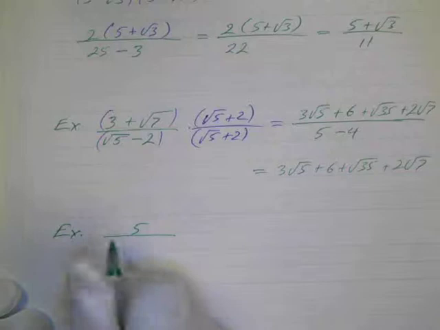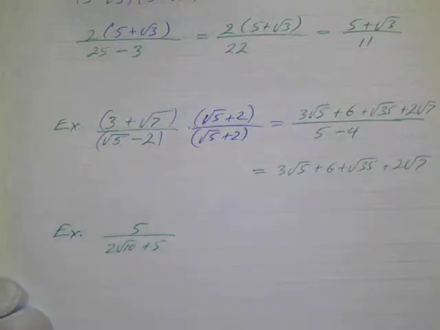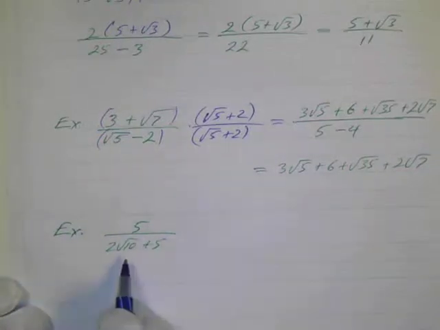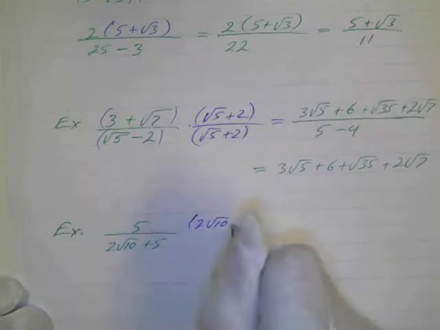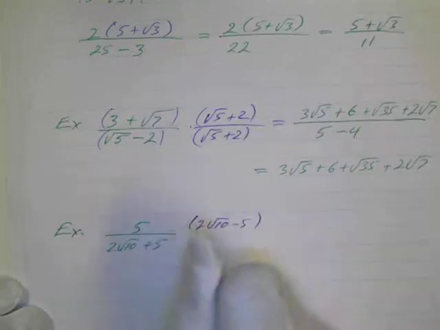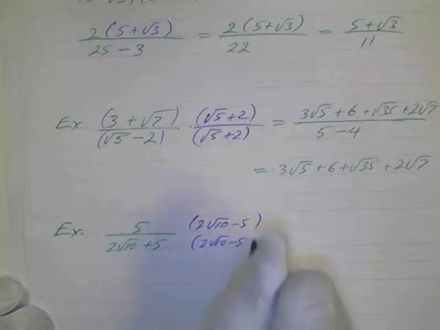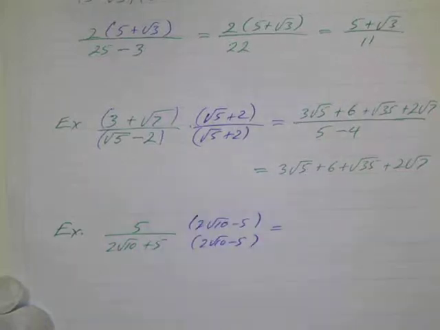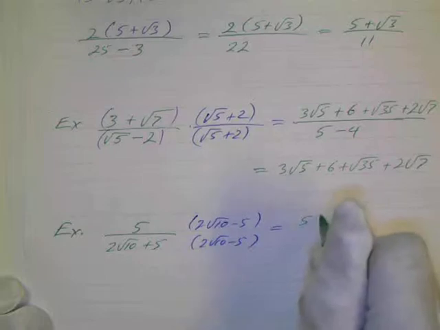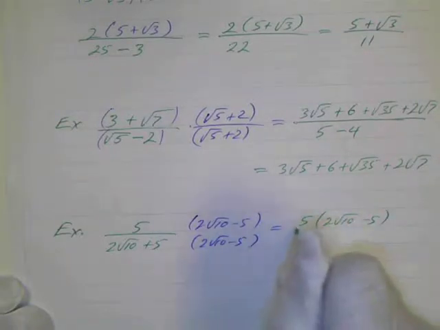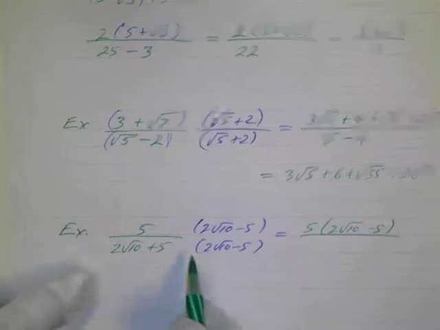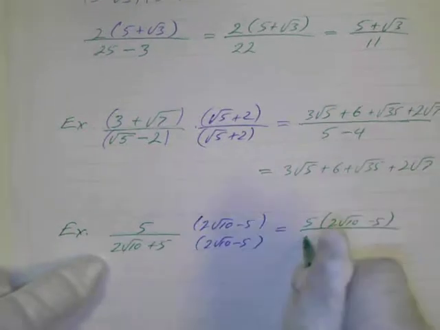5 all over 2 square roots of 10 plus 5. So again, we got a radical in the denominator, so we have to multiply the top and the bottom by the conjugate, which is 2 times the square root of 10 minus 5. And if we multiply, we have 5. And I'll just leave the 5 out in front because I might be able to simplify it. And on the bottom, 2 times 2 is 4.